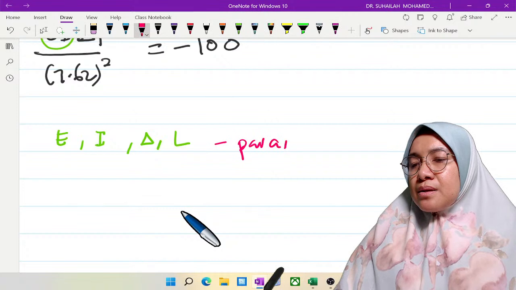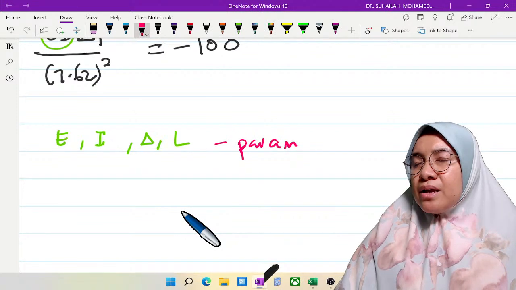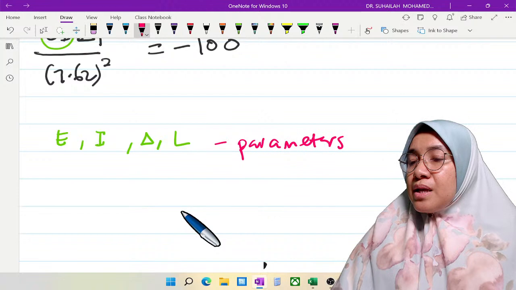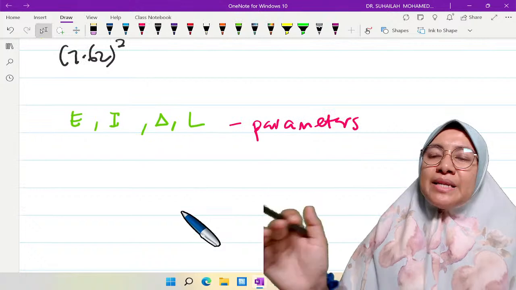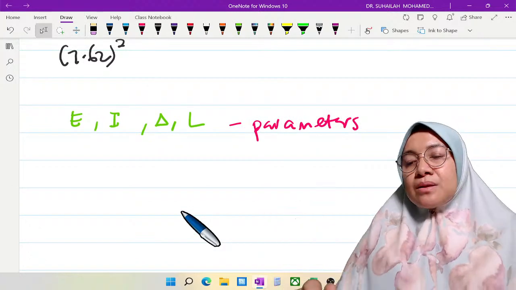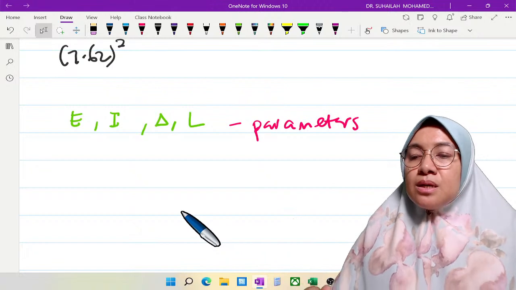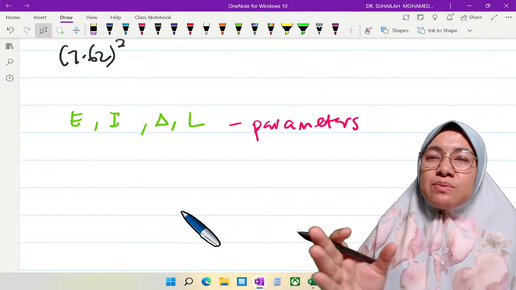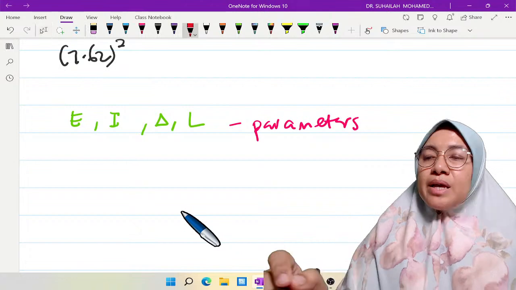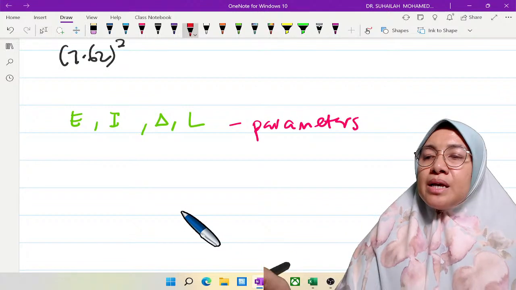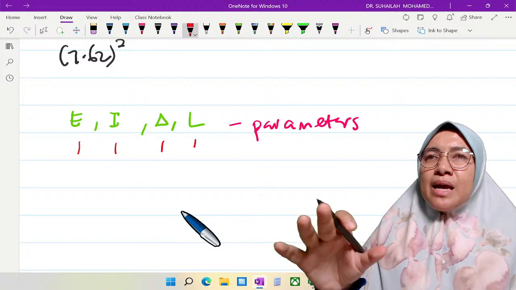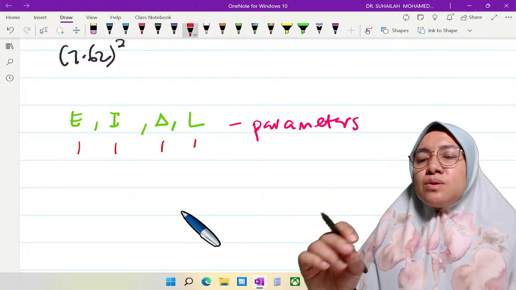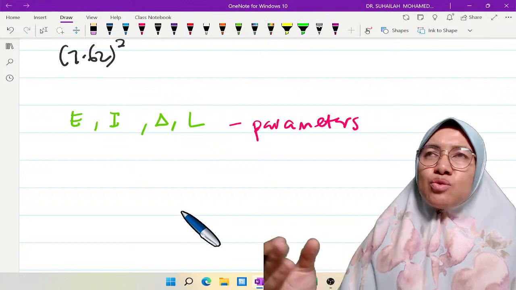This means that FEM will be influenced by EI, delta and L, these four as the parameters. So if the ratio for each element is the same, element AB, element BC, element CD, then we will get the same FEM. If we assume 100, we will get 100 as well.